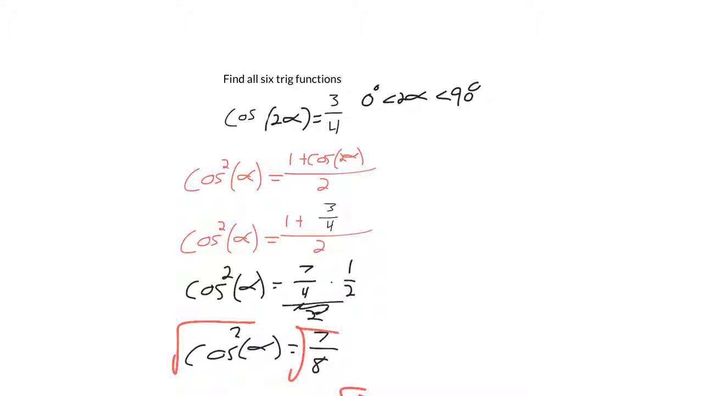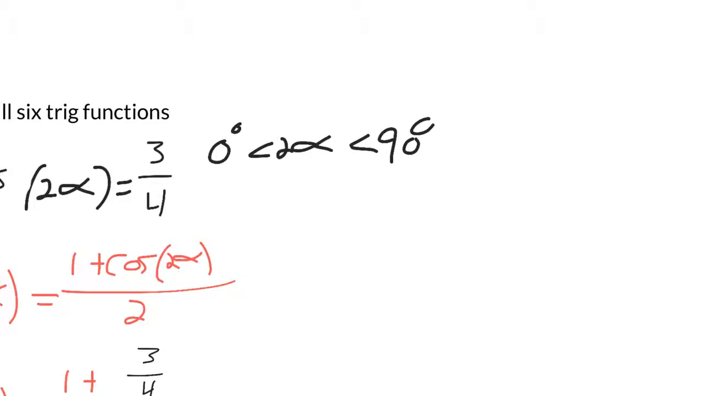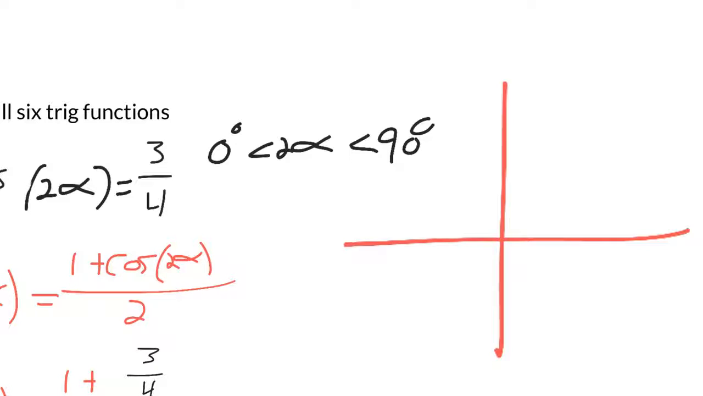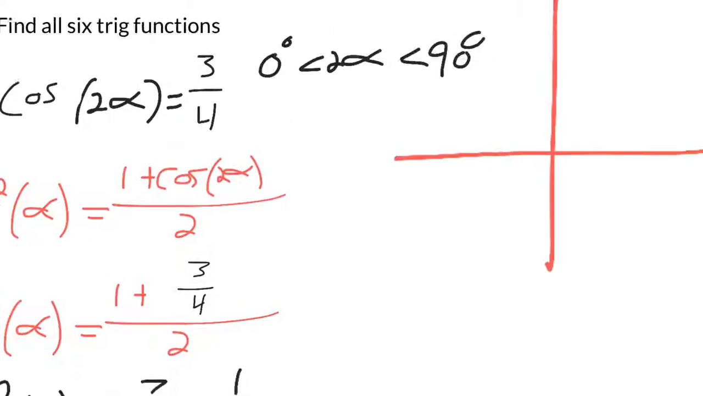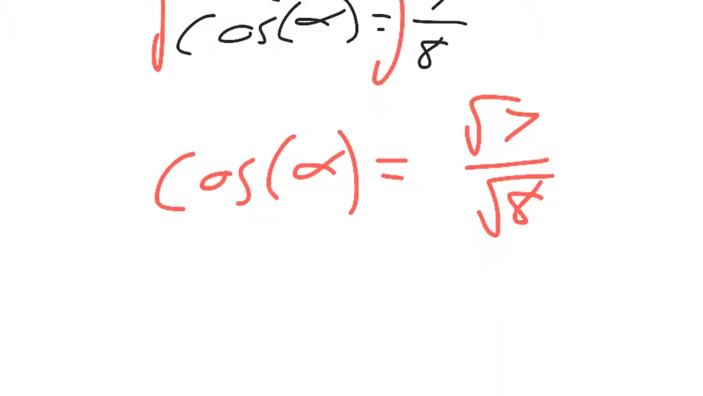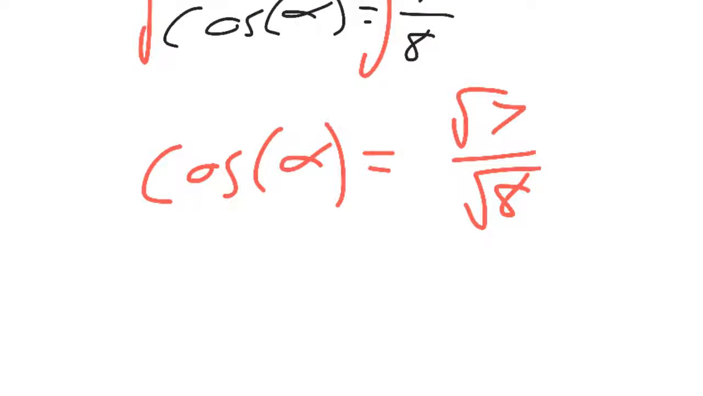But because our alpha is between 0 and 90 degrees, we know that this ratio is going to be in this quadrant right here. So we know that cosine needs to be positive. We don't want a negative cosine. So we're going to stick with a positive answer of square root of 7 over square root of 8.